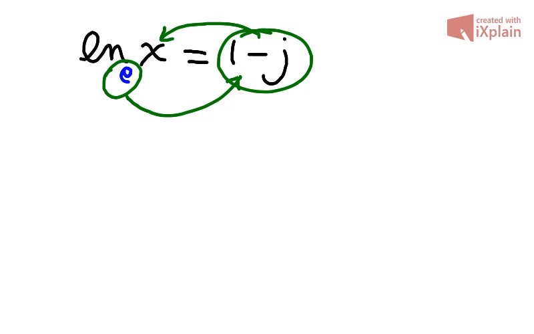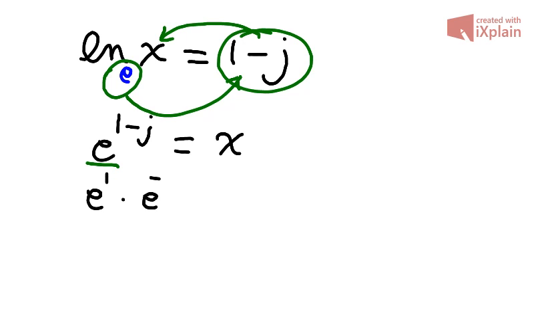So that will mean e to the power of 1 minus j equals x. That's the answer, x equals that. Just doesn't look like a very nice answer, so we'll carry on and we'll break this down a bit. So this is a power and the exponents are being subtracted, so we can break it apart saying e to the 1 multiplied by e to the negative j.